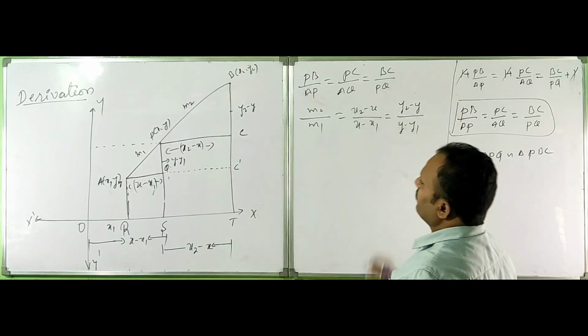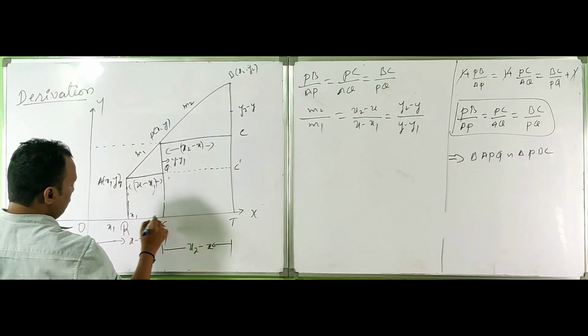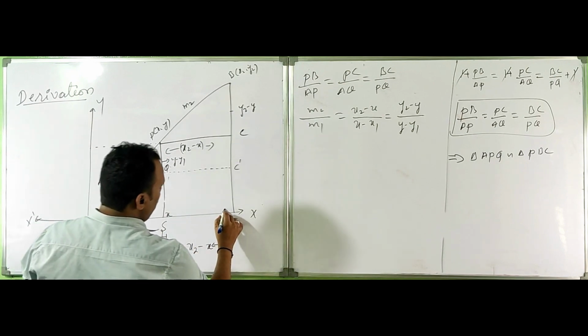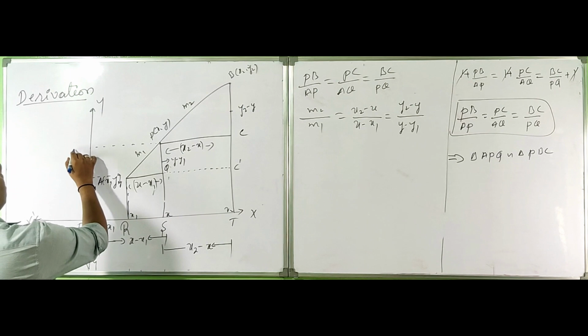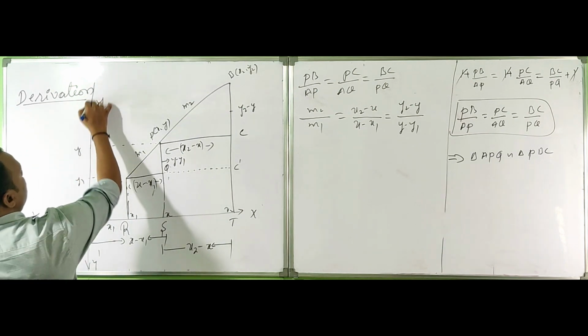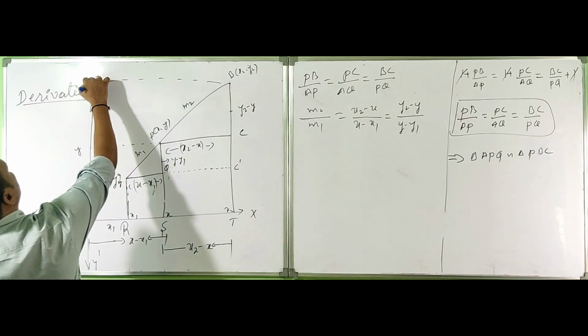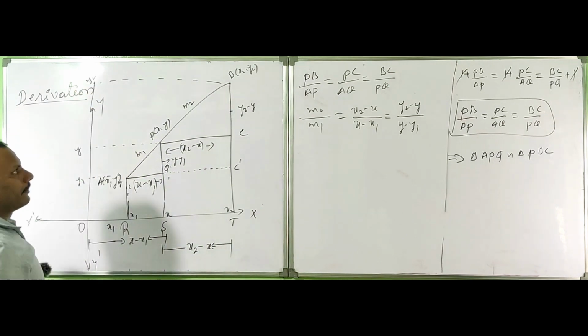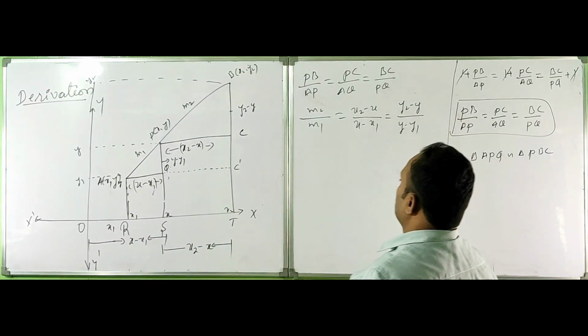Y minus Y1. Right? This is the point X1, this is the point X, this is the point X2. Similarly, this is the point Y1, this is the point Y, and this is the point Y2. Corresponding ones. Now just see the cross multiplication.